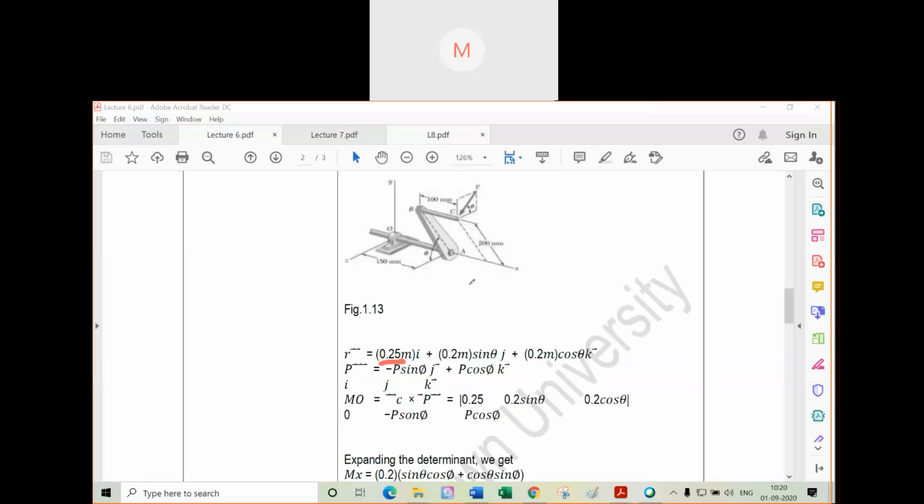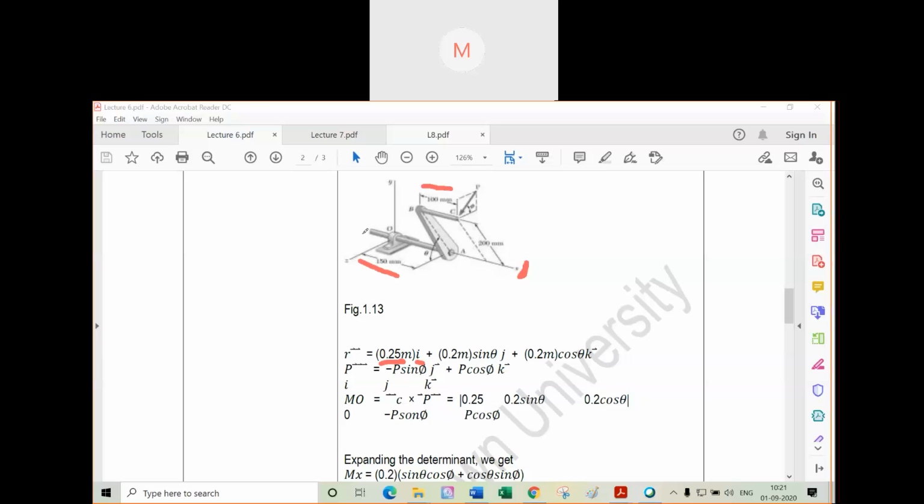So if you see the distance, for the X part, that means this side, how much is the distance? This is 100 mm and this is 150 mm. So total is how much? 100 plus 150 is 250 mm, right? So 250 mm means 0.25 meter.